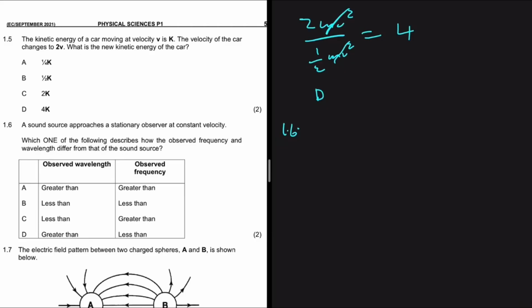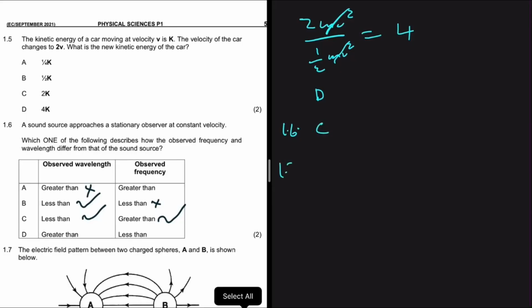So we're looking for an option that says higher frequency and less wavelength, right? Option A says the observed wavelength will be greater than. So that cannot be true. We know that it's supposed to be less than, right? And then B says the observed frequency is less than, so that is wrong. And then it also says the frequency is less than. That is wrong, right? C says the observed wavelength is less than, and the observed frequency is greater than. And that's exactly what we're saying, right? So for 1.6, we can go with C.